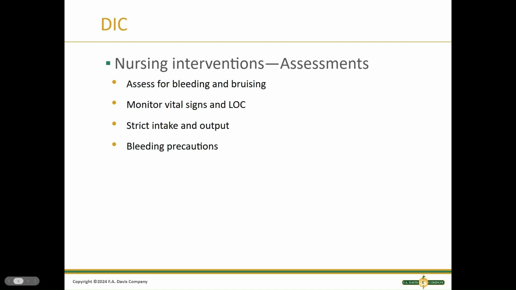Some of the interventions: when we have a patient that falls into any of these categories, with pregnancy complications, sepsis, blood transfusion, or severe trauma, we want to assess for bleeding and bruising ahead of time. We want to monitor our vital signs, our level of consciousness, take strict intake and output, and note those bleeding precautions, because the earlier we can catch DIC, the better prognosis that our patients have. So we want to make sure we're looking at those causes.